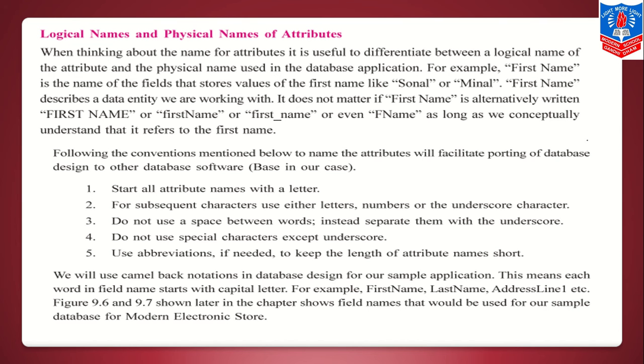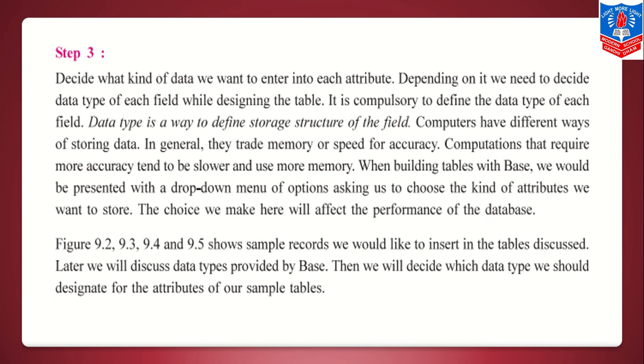Use abbreviations if needed to keep the length of names short. We will use camel case notation in the database designed for our sample application. This means each word in the field name starts with a capital character. For example, first name: F capital, N capital; last name: L capital, N capital. Same way address line 1. Okay children, so here the chapter shows field names that would be used for our sample database for the modern electronics store. It is shown later.